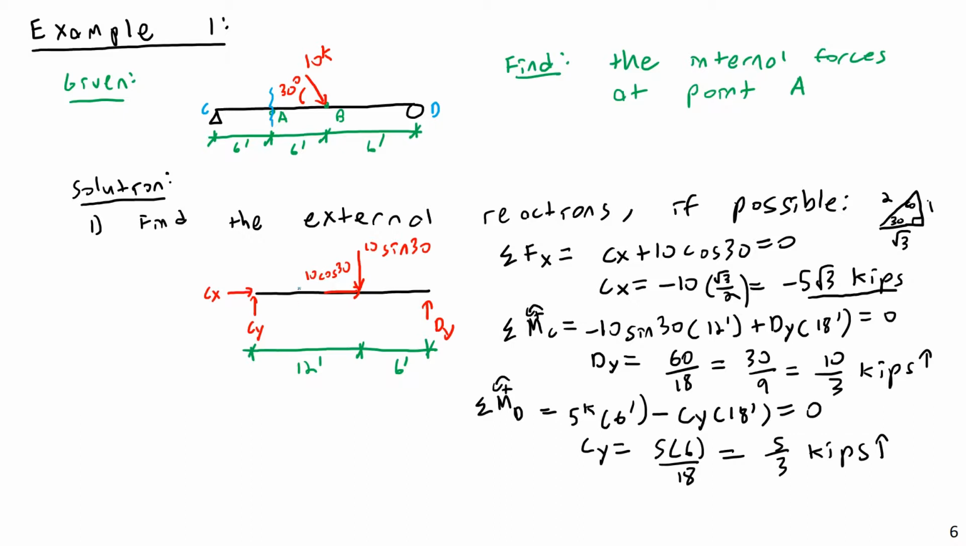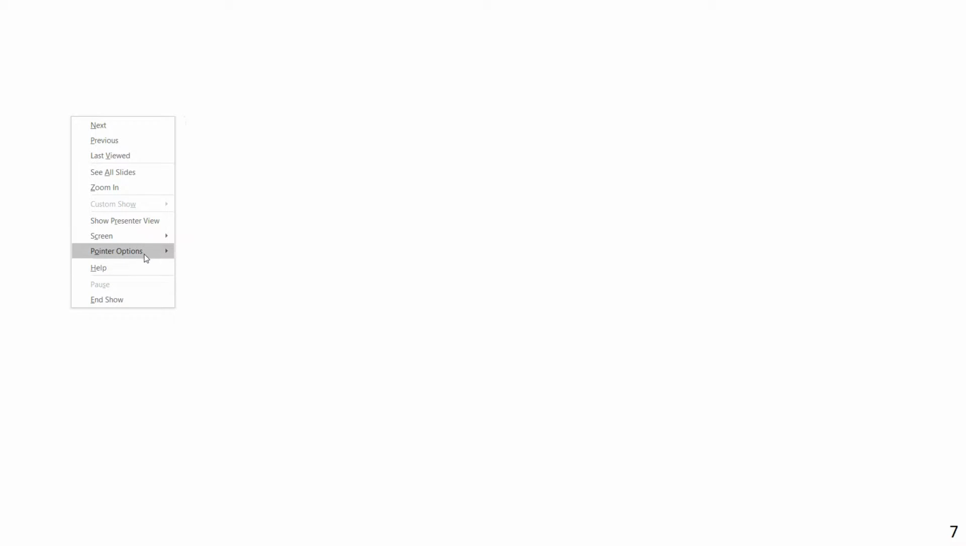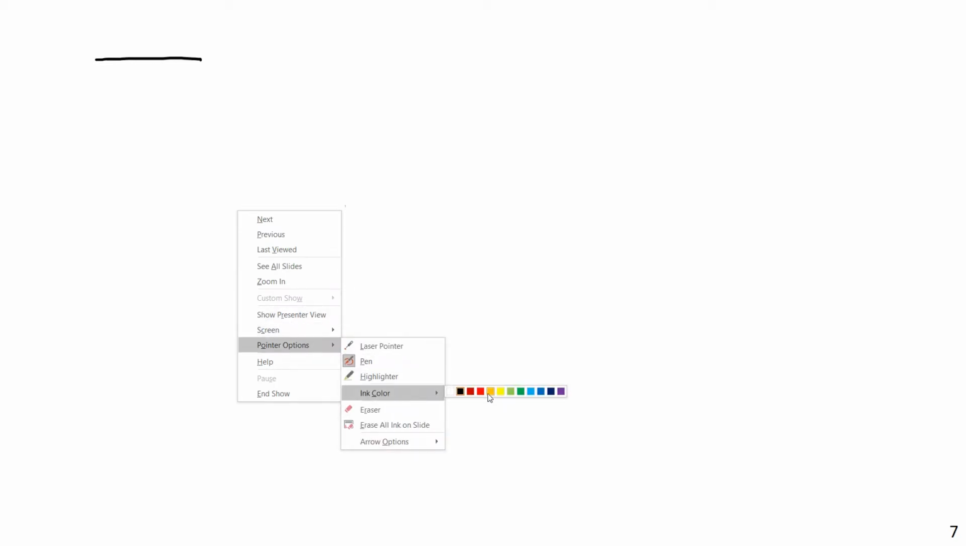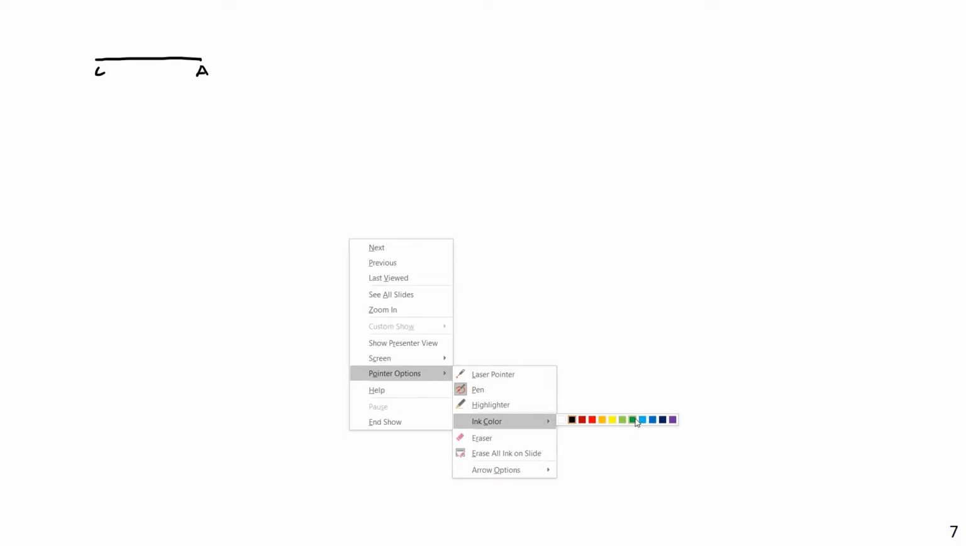So if I want to analyze the left-hand side of this, which is what I'm going to do because that's a little simpler, I'm not going to need to draw the right-hand side, although I really could. In fact, maybe let's just show what this would look like if I was going to draw both sides of it. So let's go ahead and draw this out. Let's first show what I would need to solve this problem. This is point C, and this is point A, and I should probably put a dimension on here. This is 6 feet, of course.